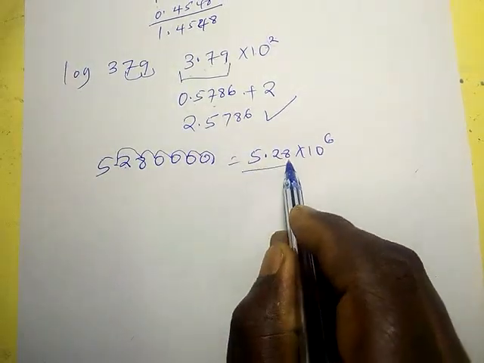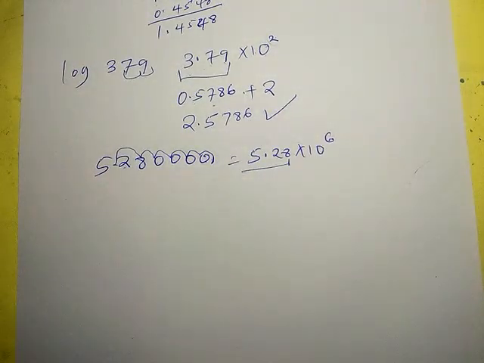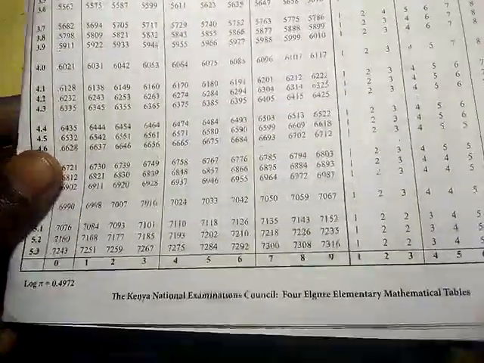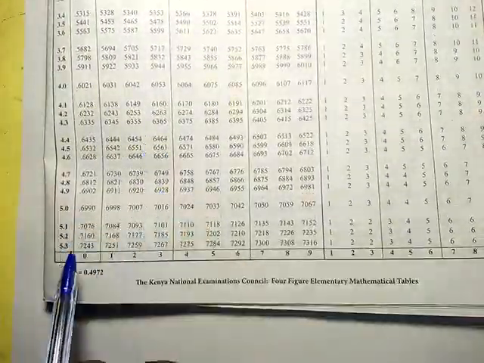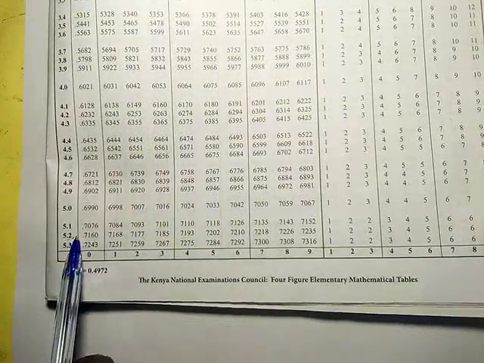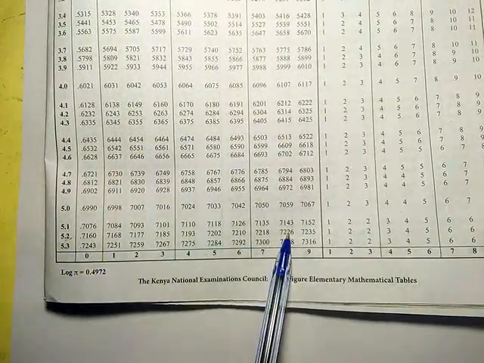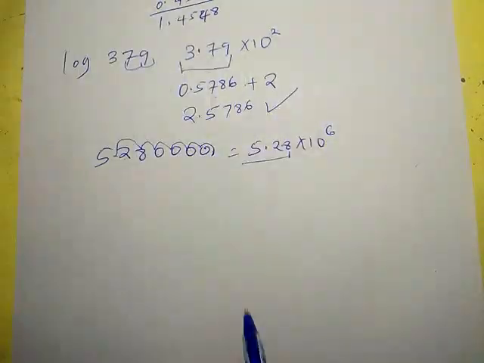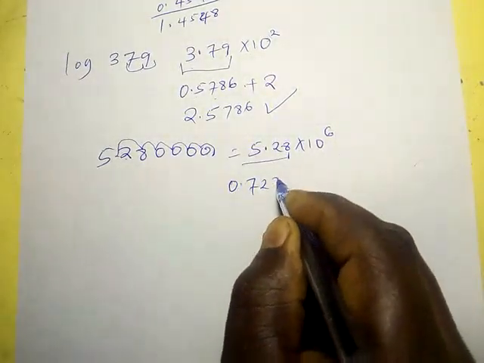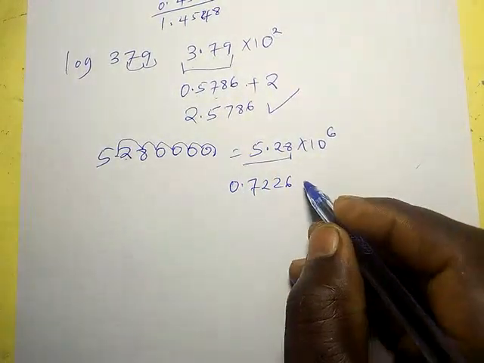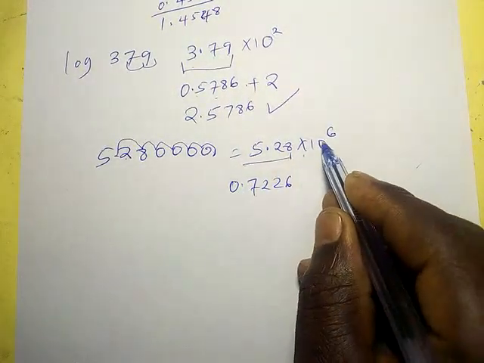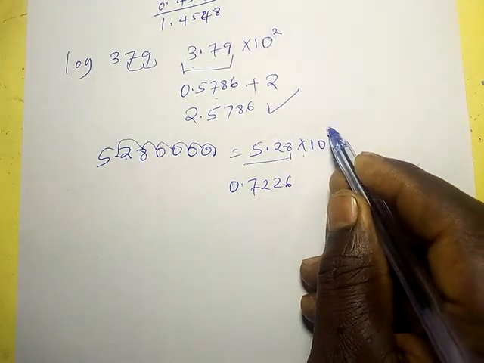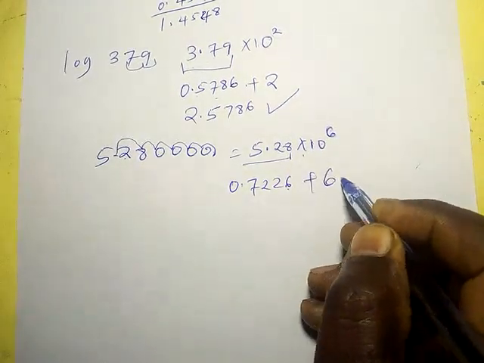Now find this number from the table. Is it there? 5.28. So 5.28 is available. 5.2 and then 8. Right? That one now is 0.7226. Now here it is 10 raised to power 6. It means you take the power and then add it here, so plus 6.